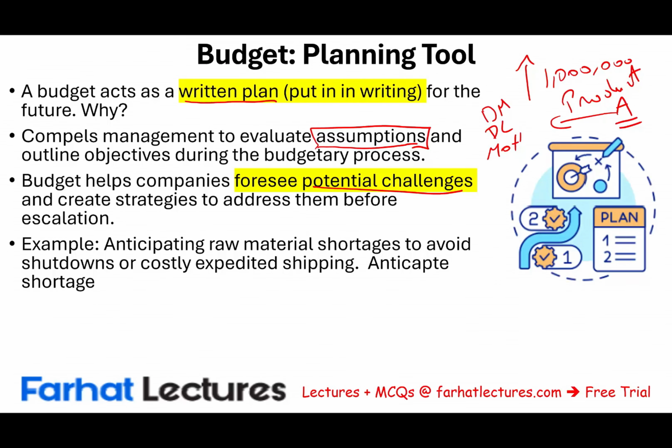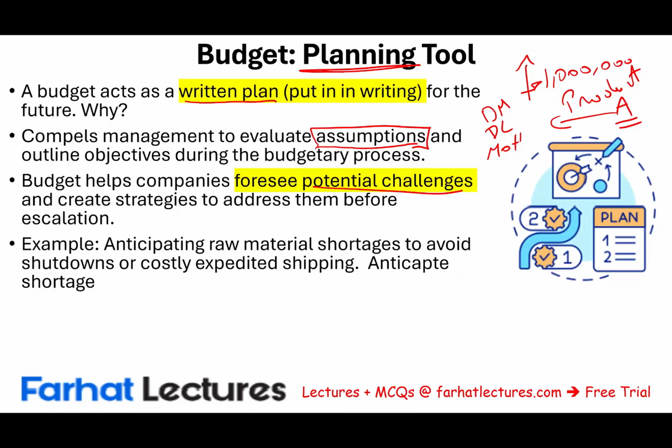You could anticipate shortage, and that's one great tool for a budget. It helps you in planning. You may need to raise money. You may need to borrow money because of your plan. If you want to produce those units, product A, you may want to go to the bank today and get the loan. Otherwise, let's assume you get there and you don't have resources.